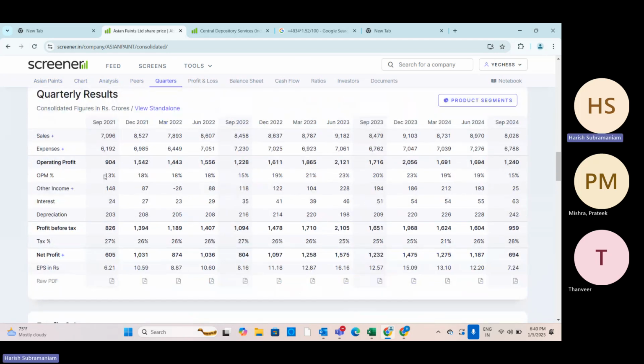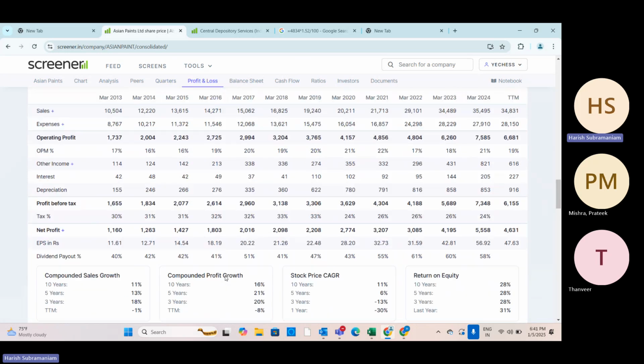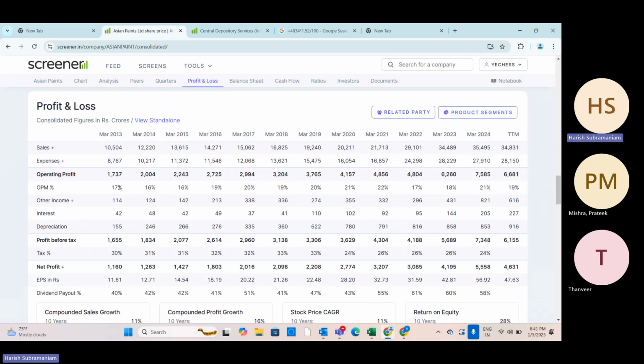So you can see here Asian Paints varies between 13% to maybe about 23%. So typically, if we look at, not this is quarterly, sorry, let's look at annual. So annually, it varies between, say, some 16% to about 22%. So it's just about 6-7% variance.